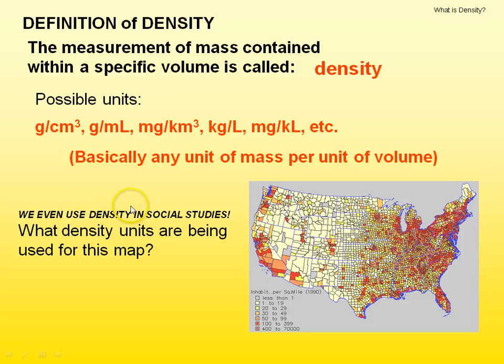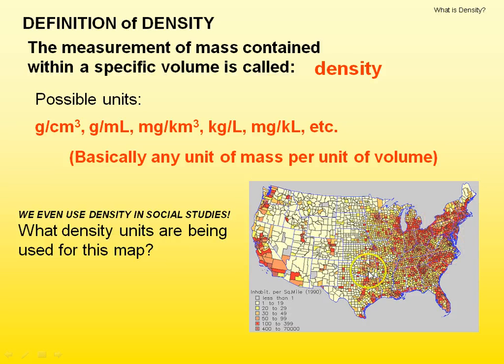We even use density in social studies. So let's look at this picture. This is not on your notes, by the way, but what density units are being used for this map? The stuff would be, it looks like, inhabitants, which means people who live there, per square mile. So that's our space. So people per square mile.